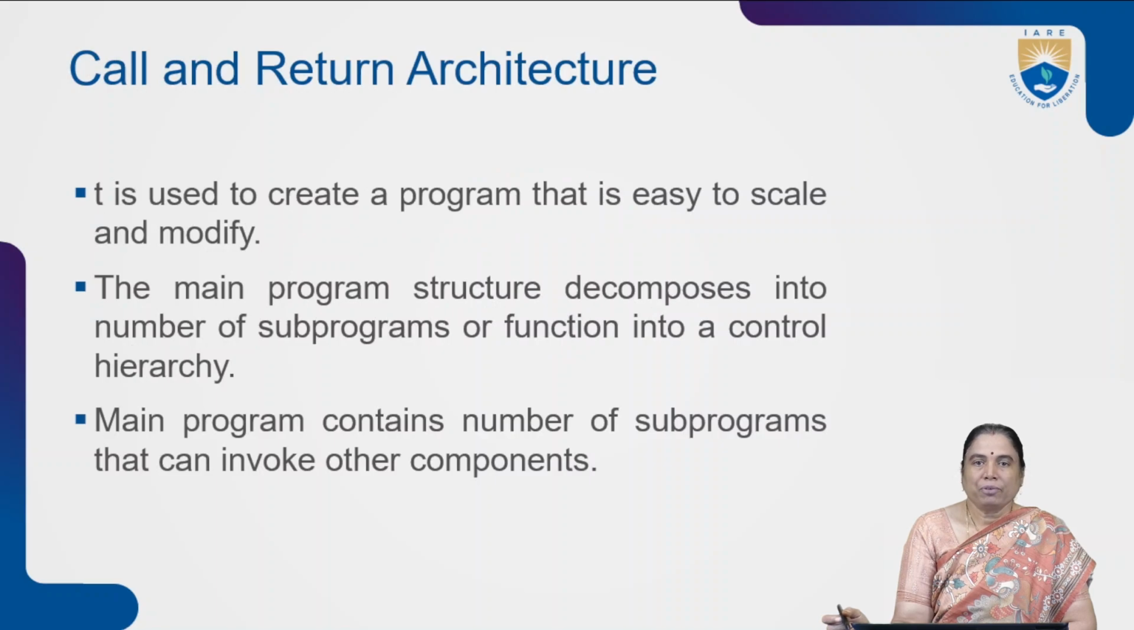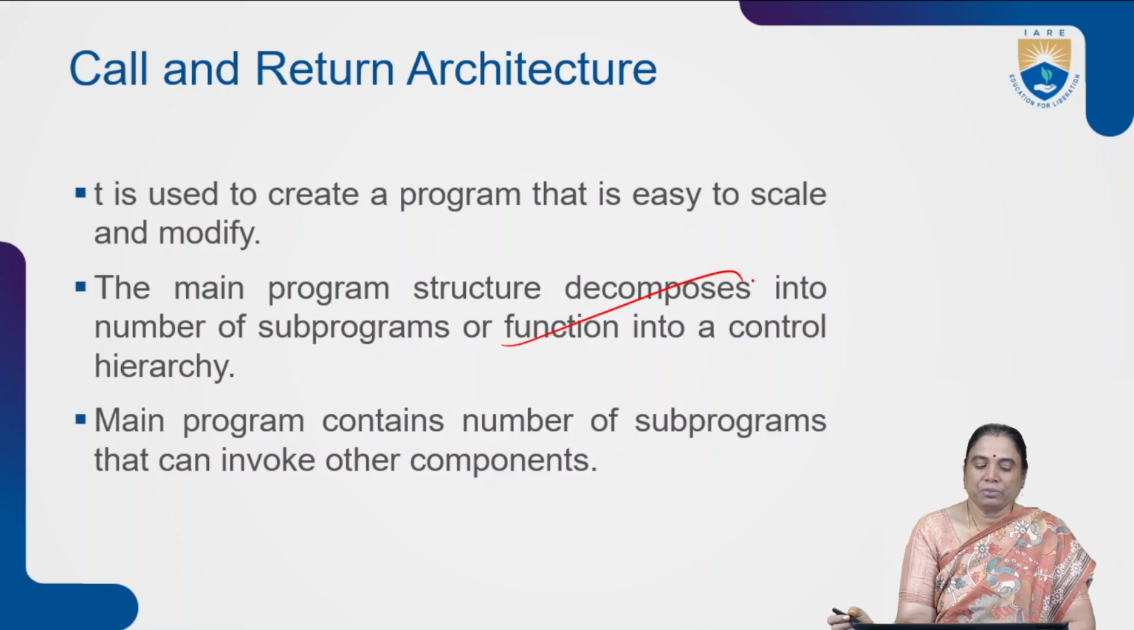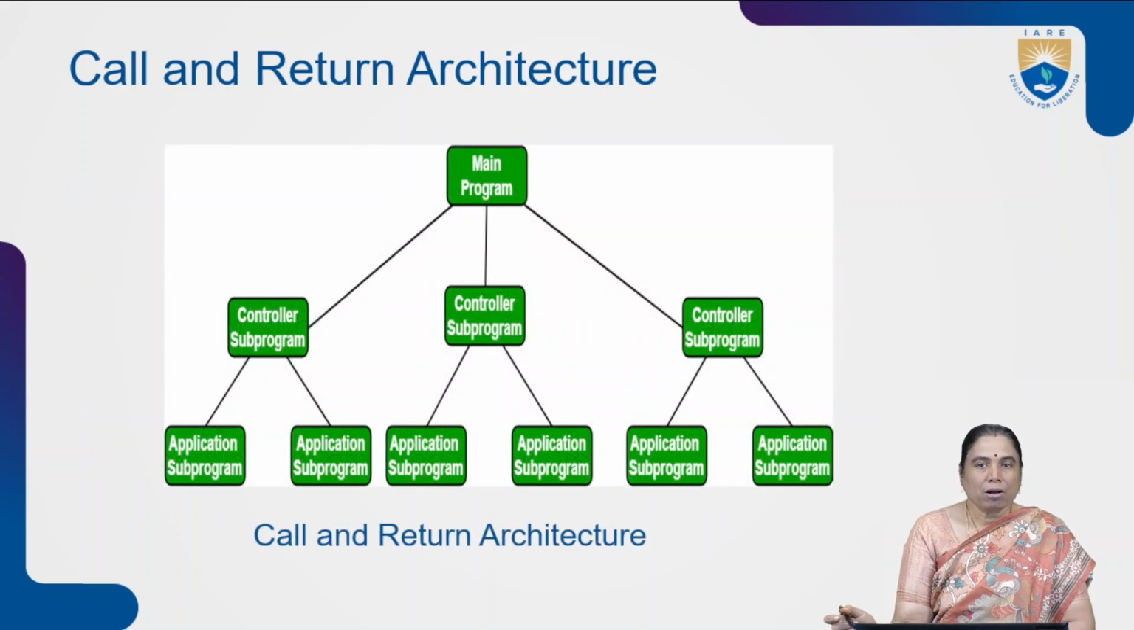Next type of architectural style is call and return architecture. So it is used to create a program that is easy to scale and modify. The main program structure decomposes into a number of subprograms or functions into a control hierarchy. The main program contains a number of subprograms that can invoke other components. So this is the call and return architecture.